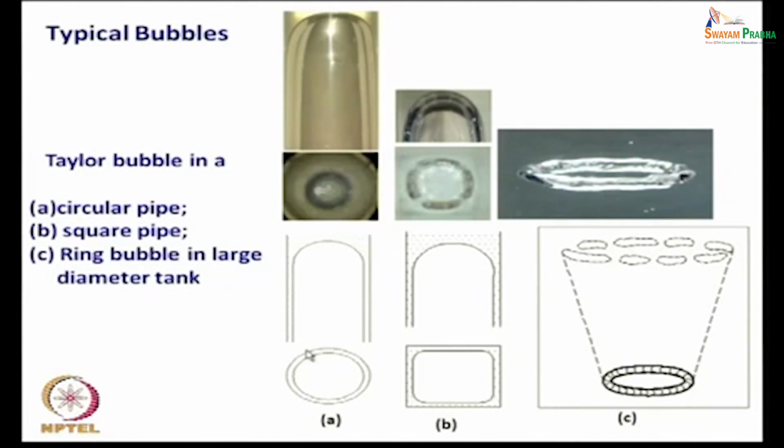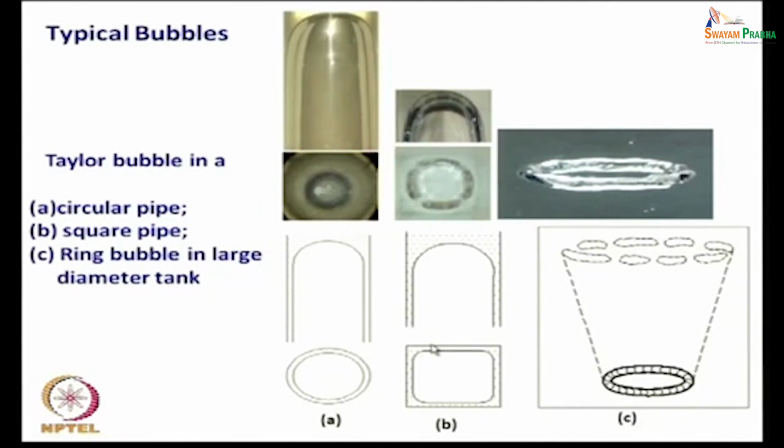Why does it happen? How does the Taylor bubble rise? It rises by the downward displacement of water, isn't it? When it starts to rise, then the water flows as a thin liquid film, a thin annular film, and due to this fall in water, the bubble starts rising.